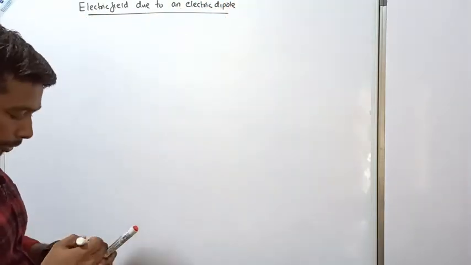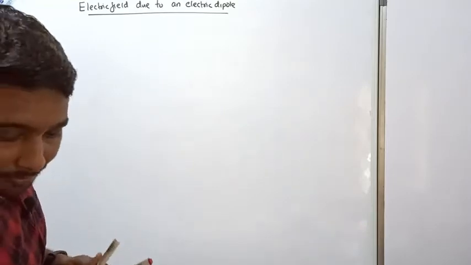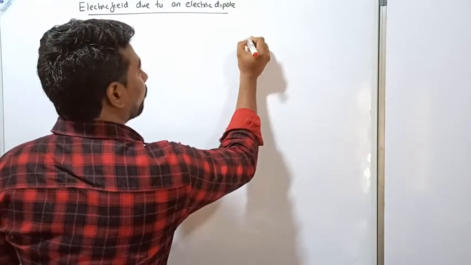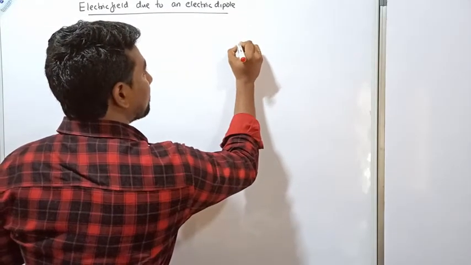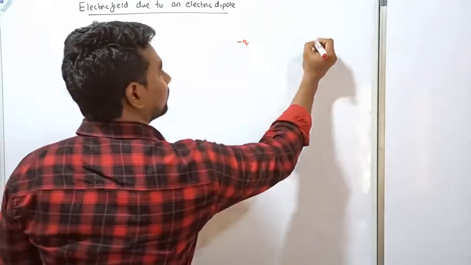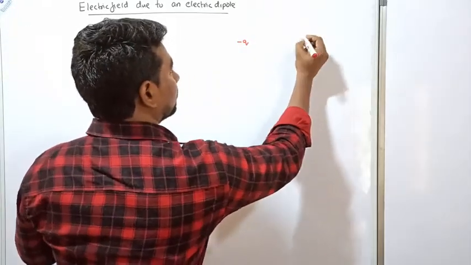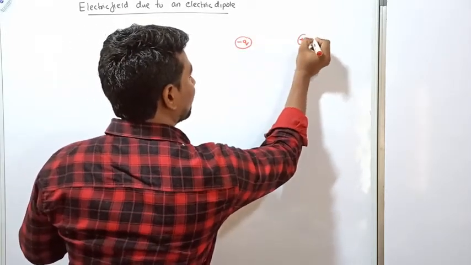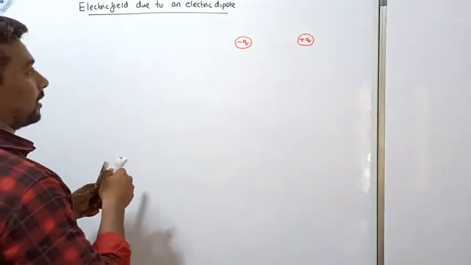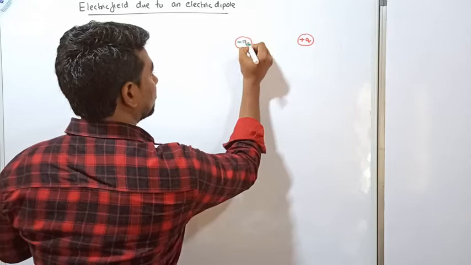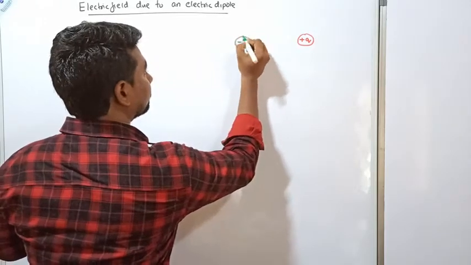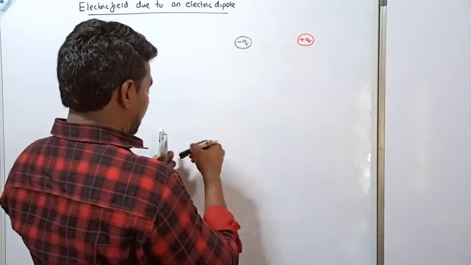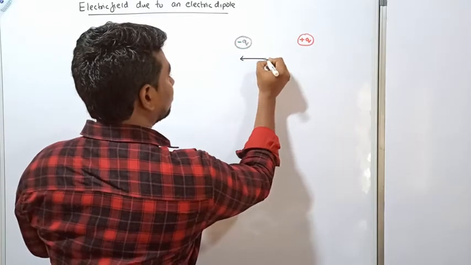Let's consider the dipole. This is our dipole. Let's write it here: minus Q and plus Q. This is our minus Q charge, and that is our plus Q charge. These two charges are separated by a distance 2a.